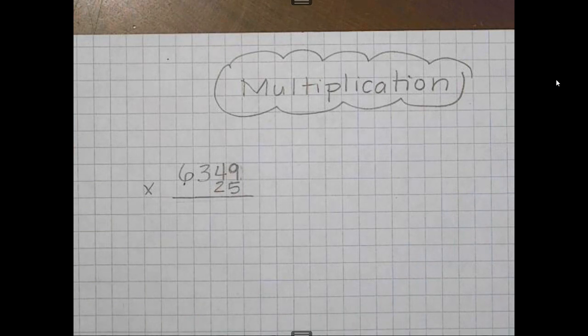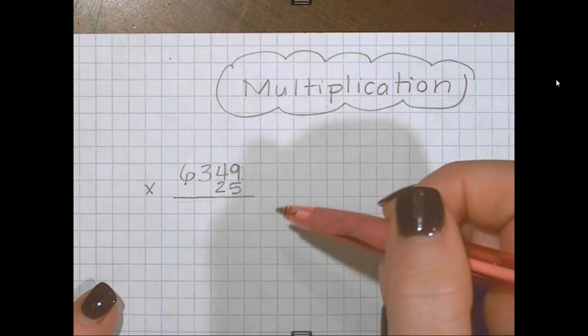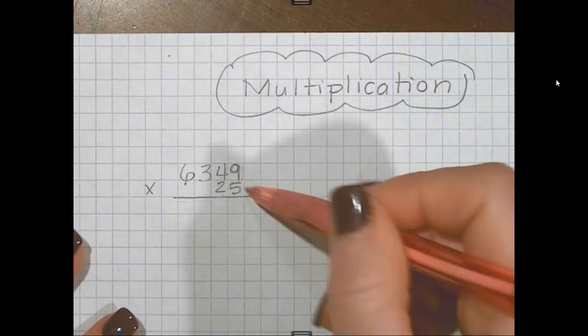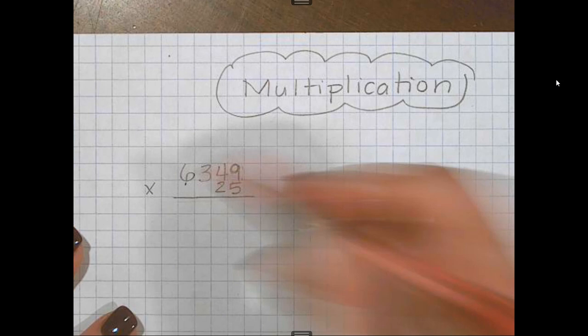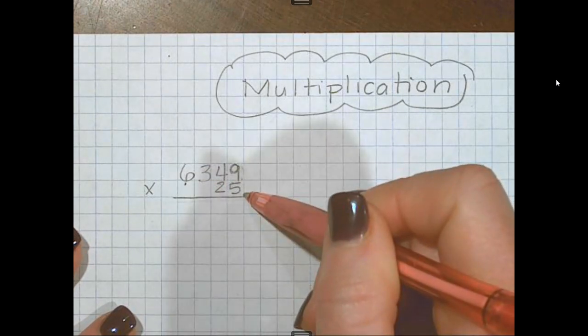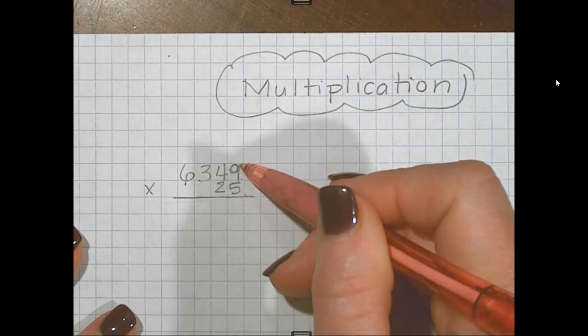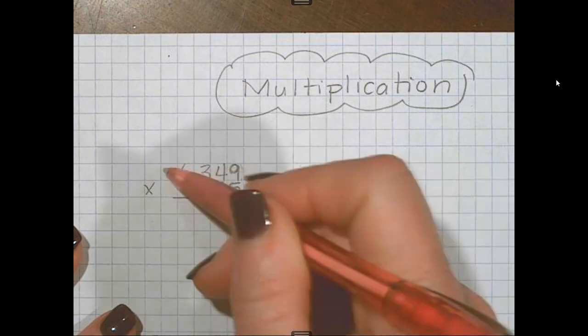So we're going to multiply 6,349 by the 5. I'm going to use 2 colors of ink. I couldn't find my color pencils. You just use your regular pencil right now. All right, so we're going to start just like we've been doing. We multiply each digit of the top factor by the 5 in the ones place, starting with the smallest place value slot and moving to the left.